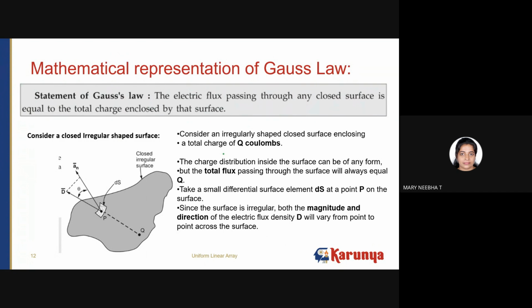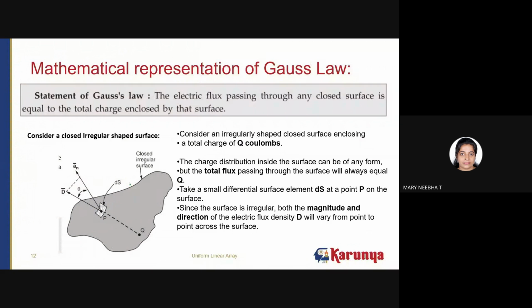We are just taking an irregular surface. You can see some irregular path here. The irregular surface is divided into many surfaces. Of that, I am taking one surface, some differential surface dS, and that has some normal vector an. If this is creating some flux, then you have the proportional vector D, the electric flux density, and there is always going to be some angle between the two vectors.